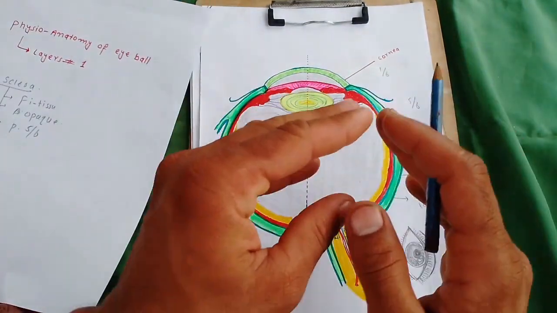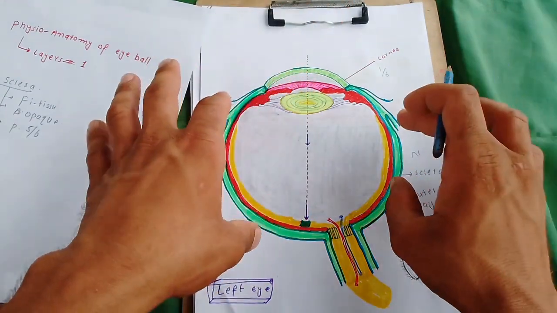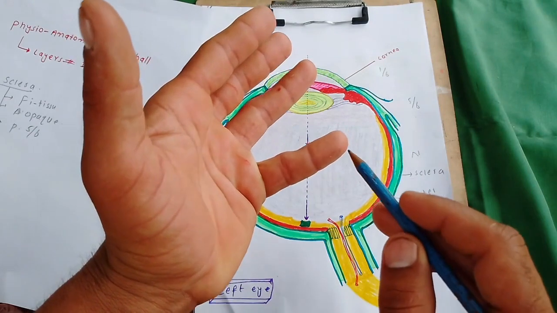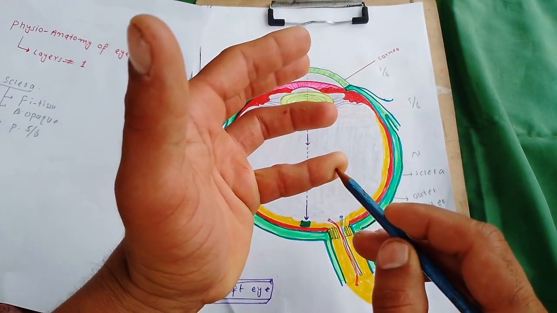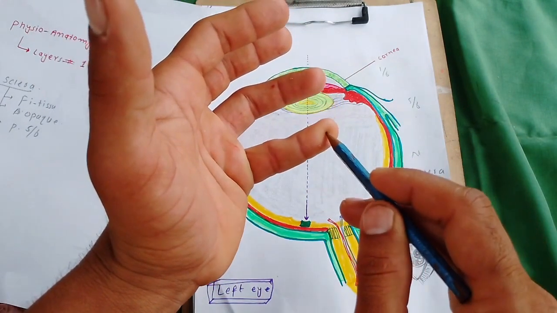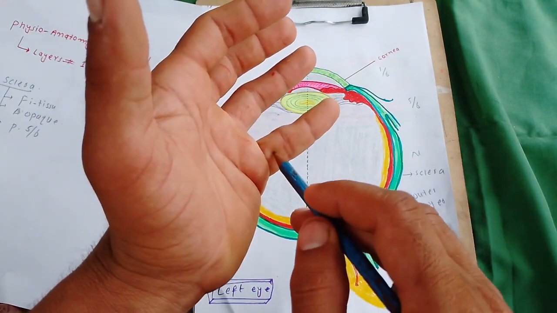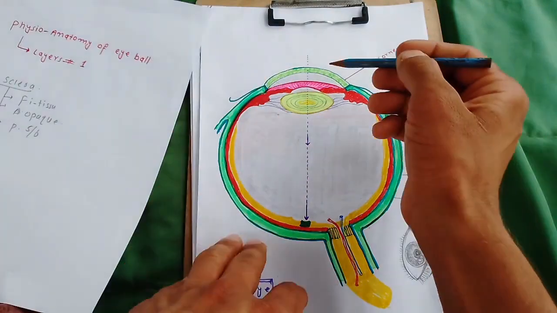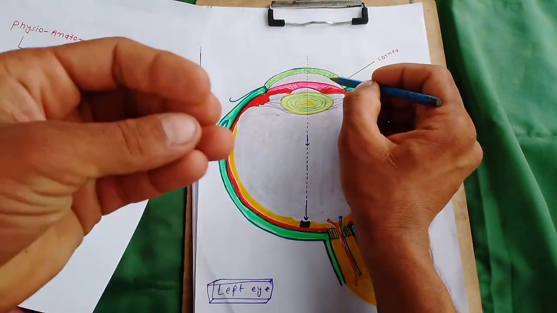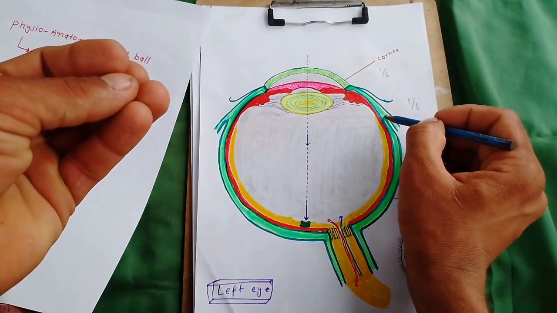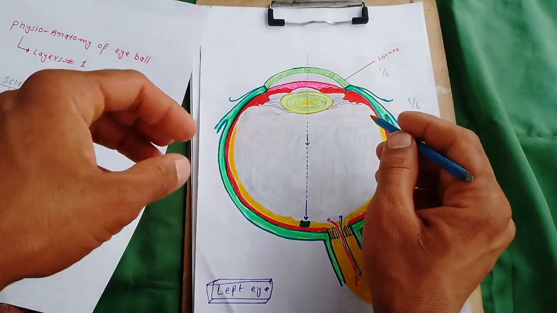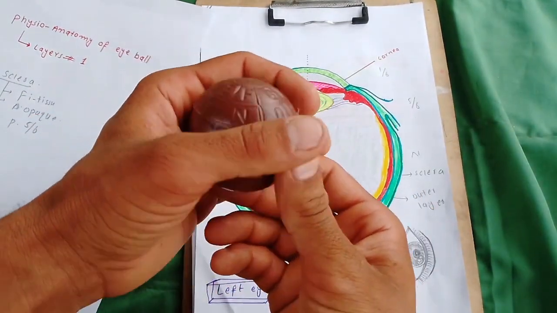The cornea is the part of the outer layer which is present anteriorly. This layer is transparent, very sensitive to pain, and allows light to enter the eyeball. It is a delicate layer, not very delicate, but more delicate than the sclera. So the cornea is the part of the outer layer which is present anteriorly. This one.